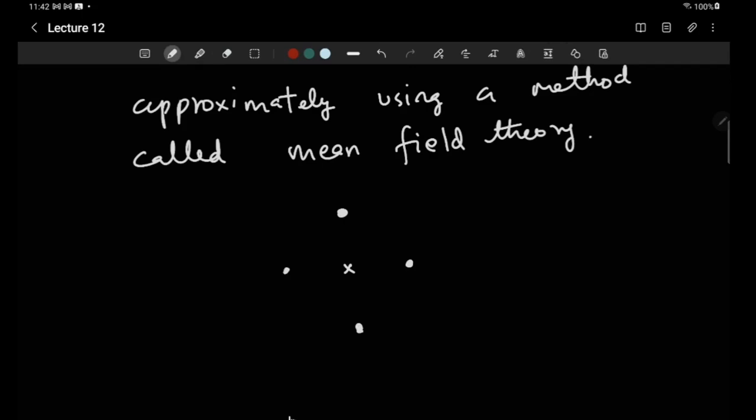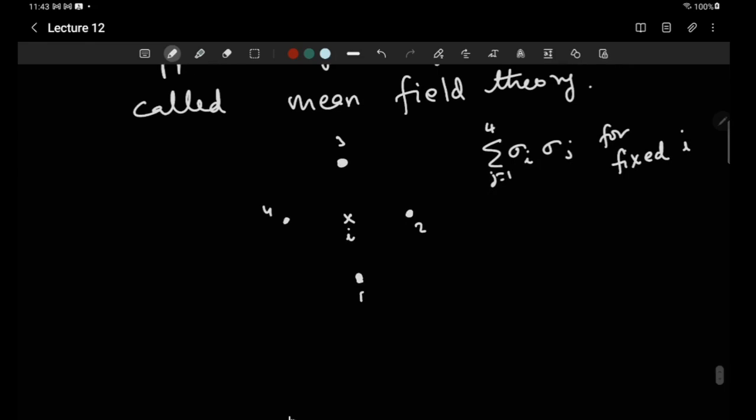If this is site i, then for sigma i we have coupling terms like this. There are 4 terms for fixed i. I've just written those 4 neighbors, so the j label is just the nearest neighbors. We just call these 1, 2, 3, 4. So that's what I mean. We have this, and this is the problem.